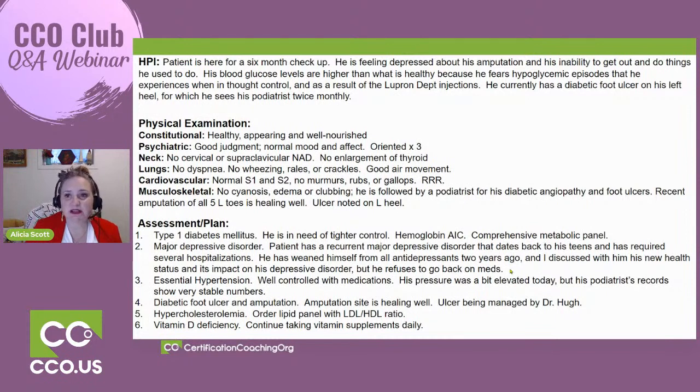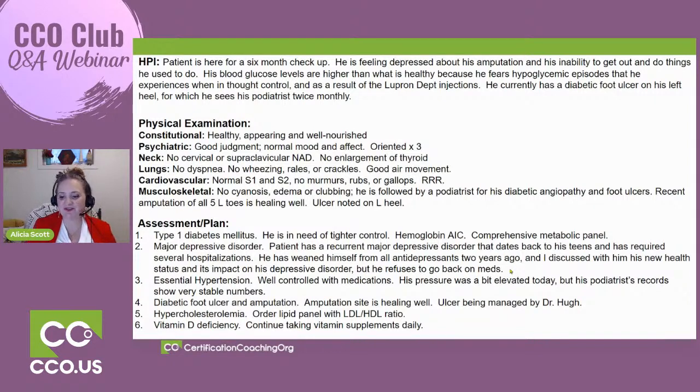So we're now doing the exam. Well nourished, good judgment, normal mood, blah, blah, blah. Now, it says normal mood, although it says he was feeling depressed, right? Is that contradictory? Lungs okay, cardiovascular. Oh, that's a very common statement right there. Everything, it says normal S1 and S2, no murmurs, rubs, or gallops, and RRR. Tell me what RRR stands for.